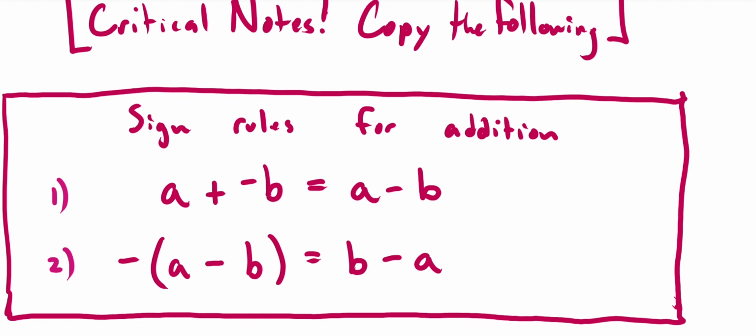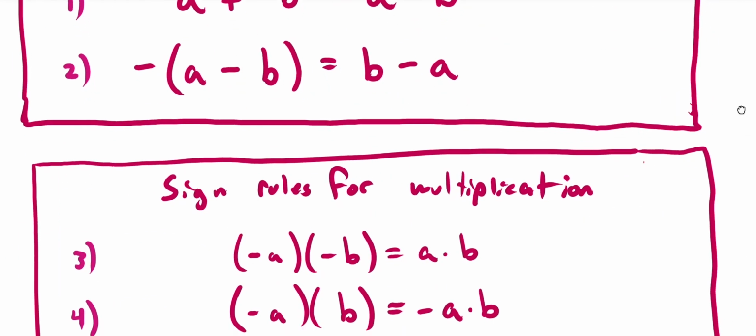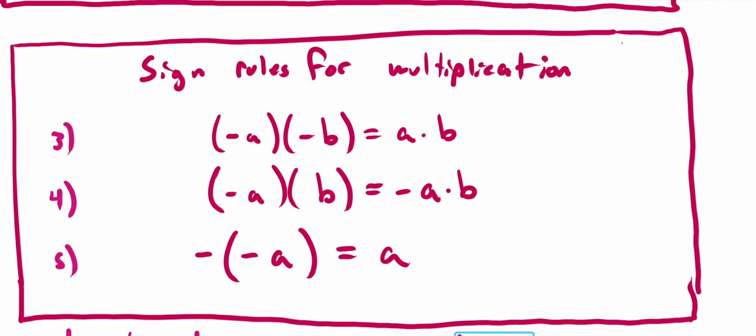Well, just flip them around and then take the negative. If you reverse the order of subtraction, you pull out a negative sign. Here's another chart to understand. Here are the sign rules for multiplication. A negative times a negative is a positive, and a negative times a positive is a negative.